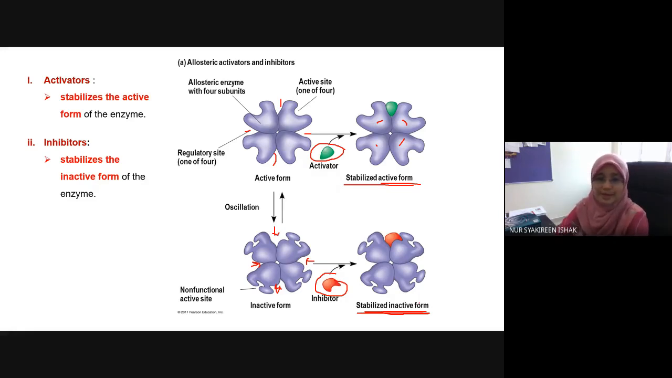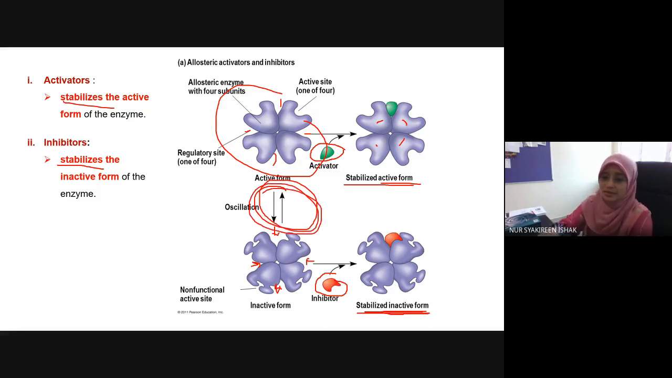So to stabilize. Kenapa dia guna perkataan stabilize ni? Sebab apa? Allosteric enzyme ni dia akan sentiasa berubah bentuk. Dia tak stable. Dia dalam keadaan yang tak stable. It always changes shape. Active, not active. Active, not active. So in order to optimize the reaction, you need the regulatory molecule.